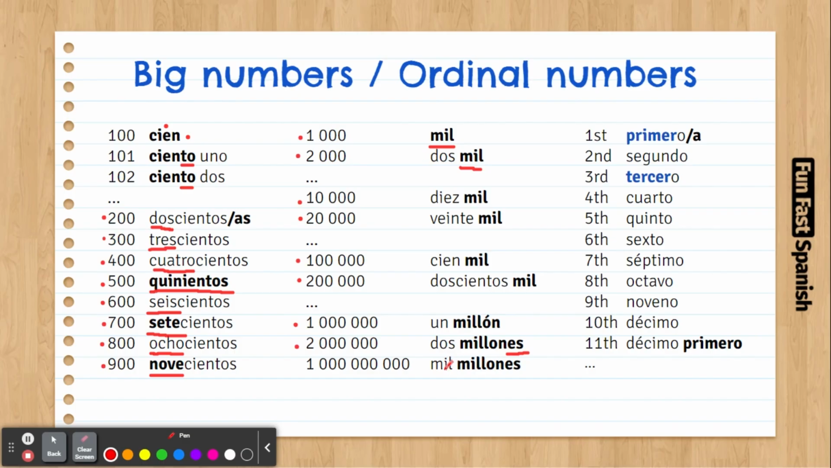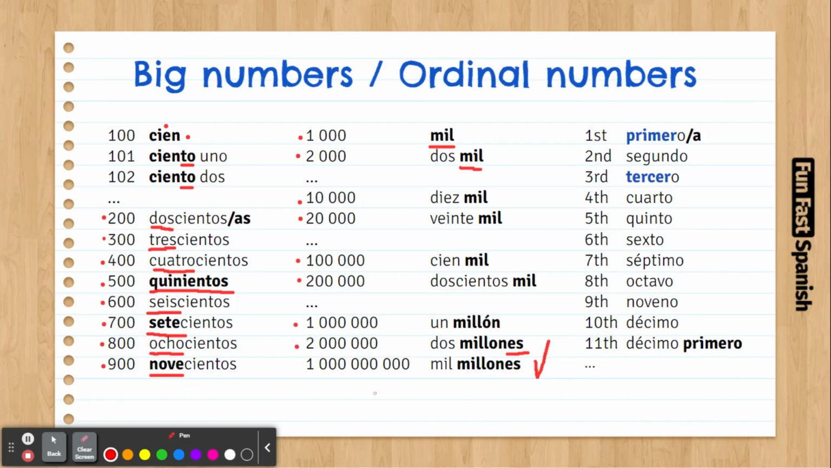I know mil millones is a billion in English, a billion. But in Spanish, you can go on. Mil millones, dos mil millones, tres mil millones, cuatro mil millones, 4 billion. You can even reach 999,000 million, which is 999 billion. That would be 999 mil millones. Good.